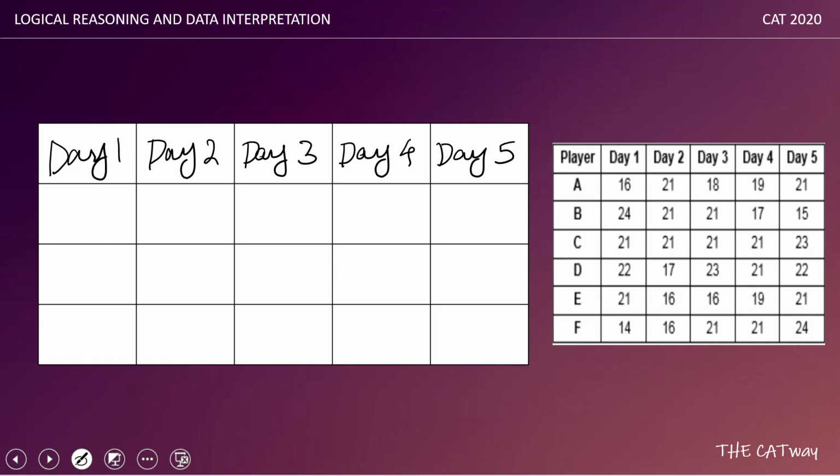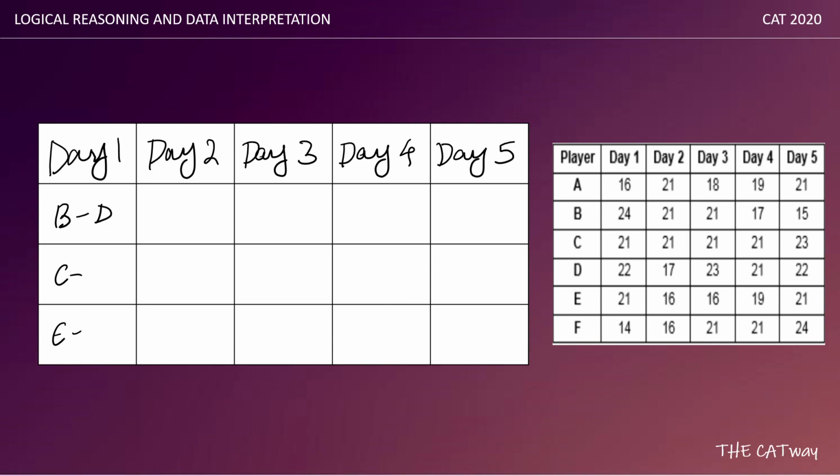So on day 1 we can see that B had scored 24 points. So his opponent has to score either 22 or 26 points. There is no 26 points, so it's very much sure that B played against D on day 1. Also we can say that C and E did not play against each other as both of them have 21 points each. So we can write C and E in two different columns. Okay, so C and E.